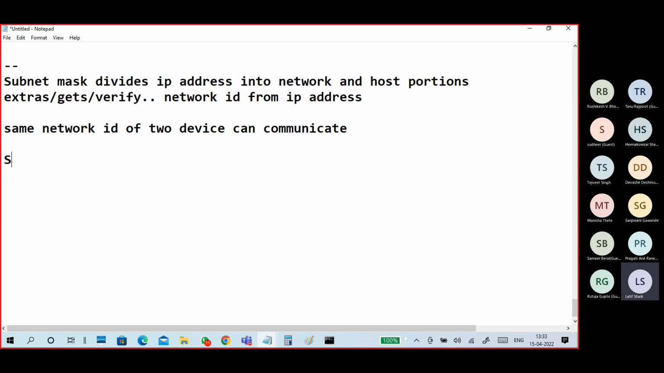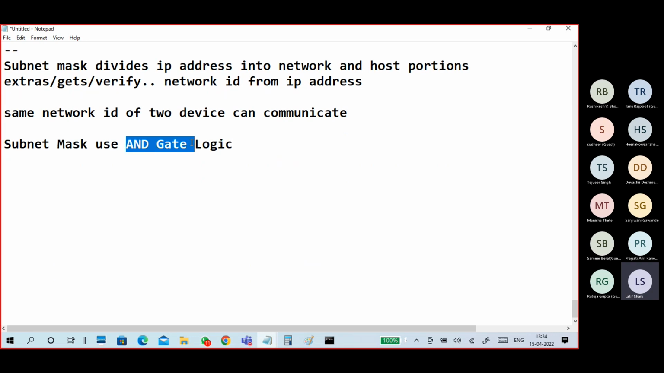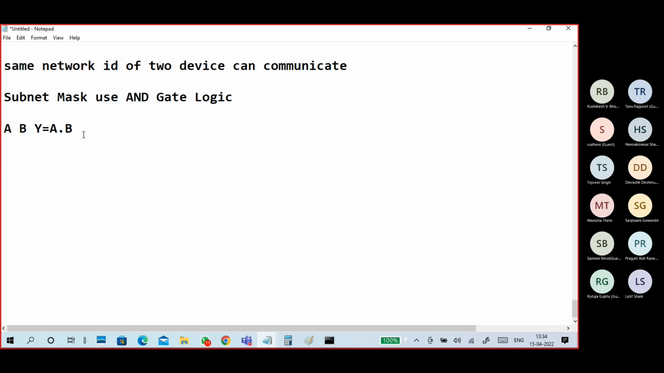Okay, so the subnet mask uses AND gate logic. You know, among logical gates we have an AND gate. How does it look? For example, A is an input, B is an input, and Y is the output. The Y output is A dot B.